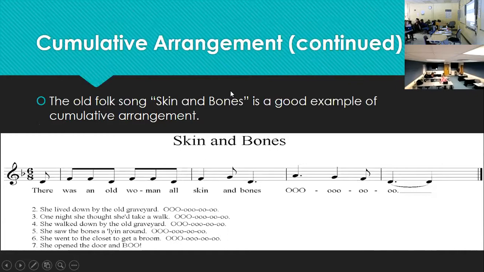Same as this old folk song, Skin and Bone. It's kind of sketchy. It says, group 1 would say, there was an old woman, all skin and bones, ooh. And then group 1 and 2 would sing, she lived down by the old graveyard, ooh. And group 1, 2, and 3, and so forth and so on, until she opened the door and boo. And everyone would be able to join in and say the boo.